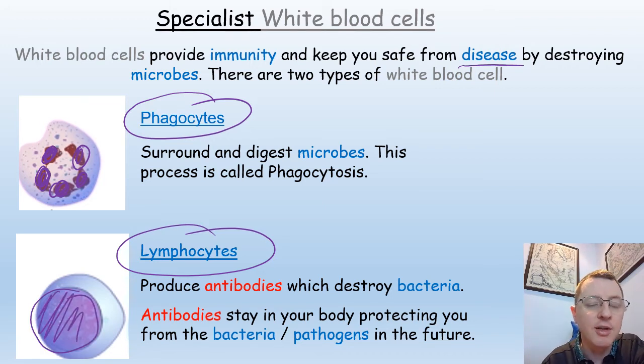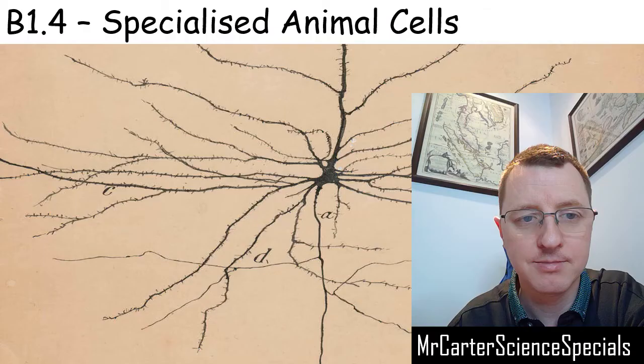So a phagocyte is a very flexible cell, and it will surround and digest any microbes, and this process is known as phagocytosis. Lymphocytes, on the other hand, with their large nucleus controlling a large amount of protein synthesis, will produce lots and lots of antibodies which will be utilized to destroy the bacteria. And the antibodies will stay in your body, in your blood, for the foreseeable future, protecting you from any bacteria, any pathogens that might enter your body in the future.